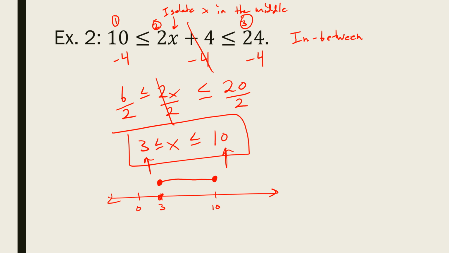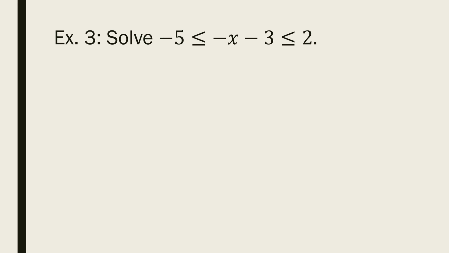Or if you feel like shading it on the graph, you could do something like this. So there actually is no arrow in this case. I'm literally just shading in between 3 and 10 because values that are between 3 and 10 are the ones that work. Let's try one more example of the in-betweeners because they're a little bit tricky.